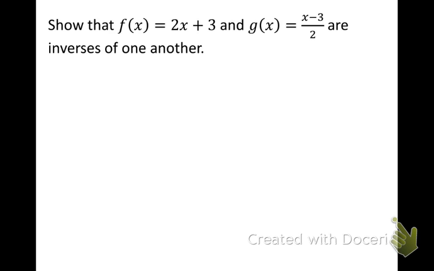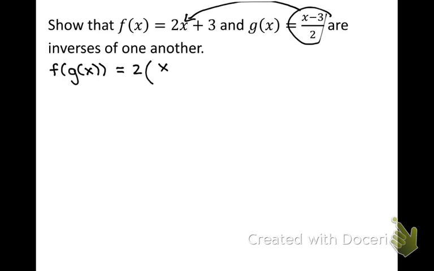All right, let's start with f(g(x)). Remember, this means I'm going to plug g(x) into f(x). So I'm going to have 2 times (x - 3)/2, use those parentheses, plus 3. Here's where the magic happens. I now have x - 3 + 3, but that is really just x. Voila. Pretty cool.